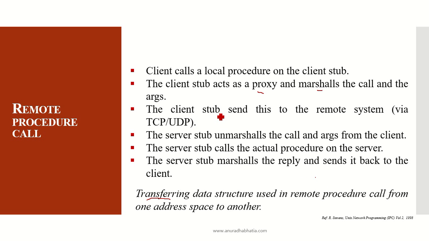The client stub sends this to the remote system via TCP or UDP. The server stub unmarshals the call and arguments from the client. Unmarshals means it starts to read. The server stub calls the actual procedure. The server stub marshals the reply and sends it back to the client.